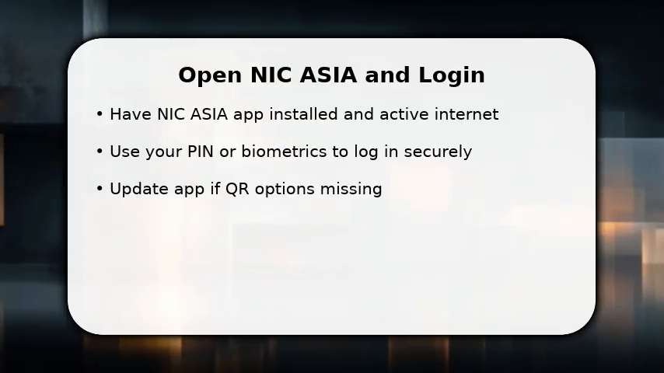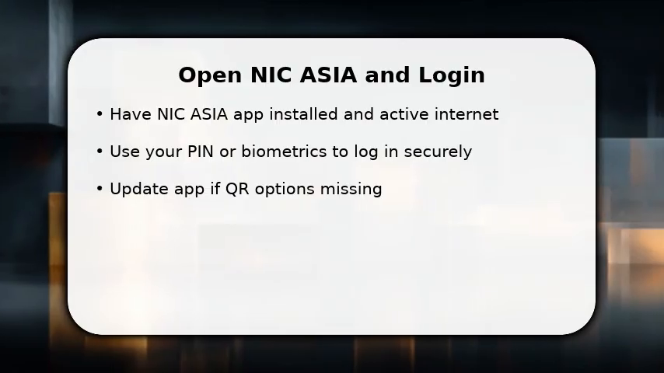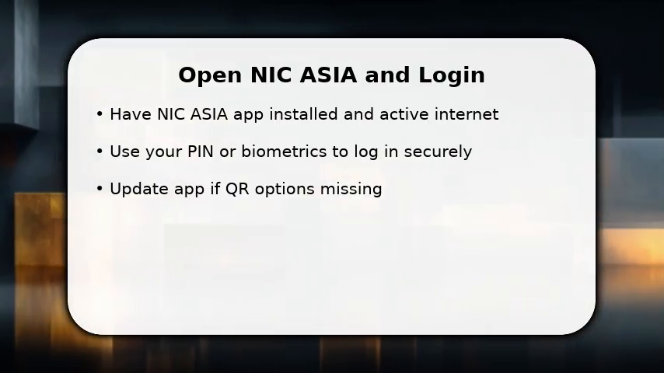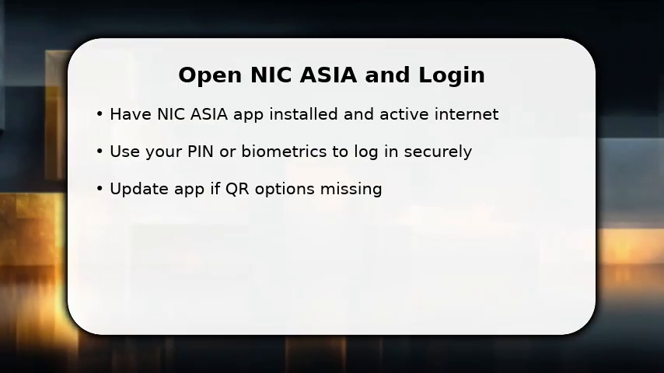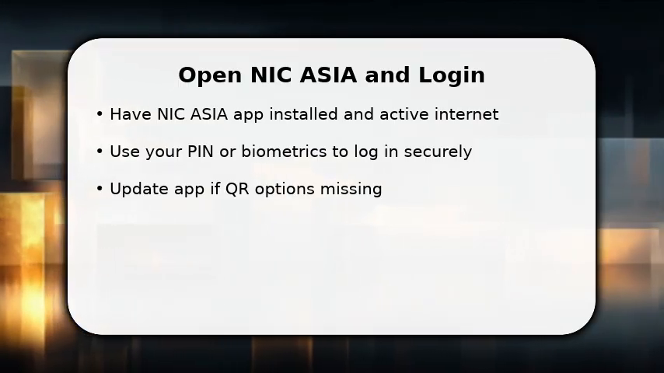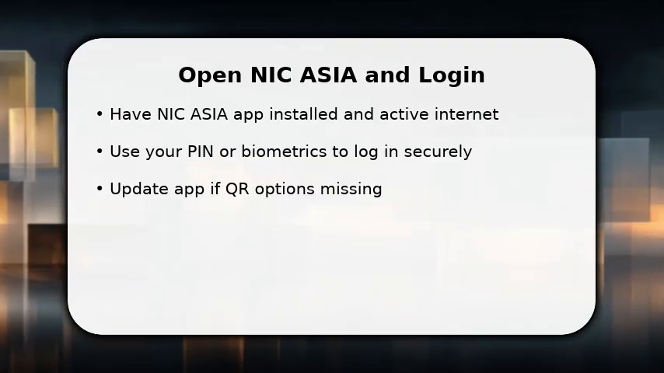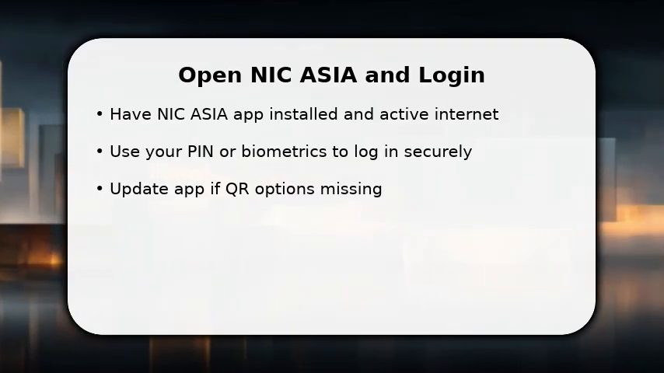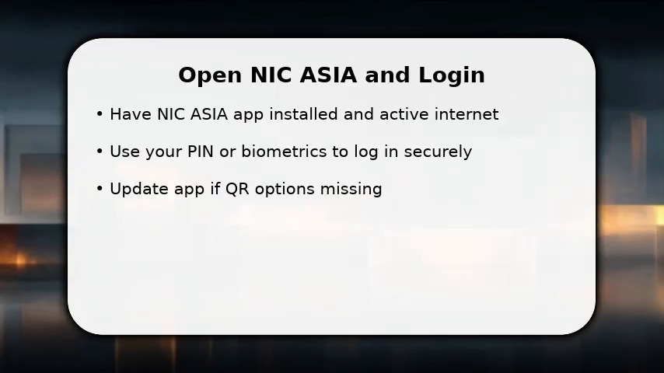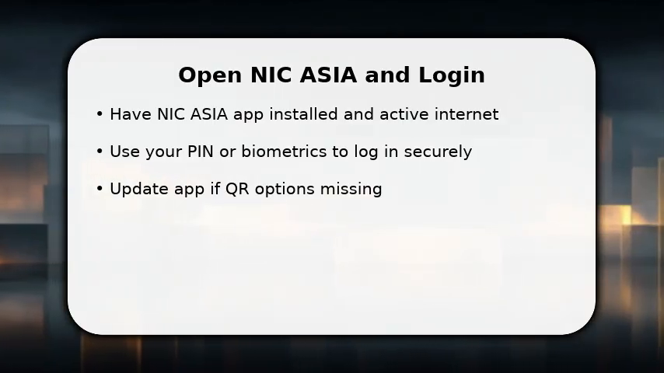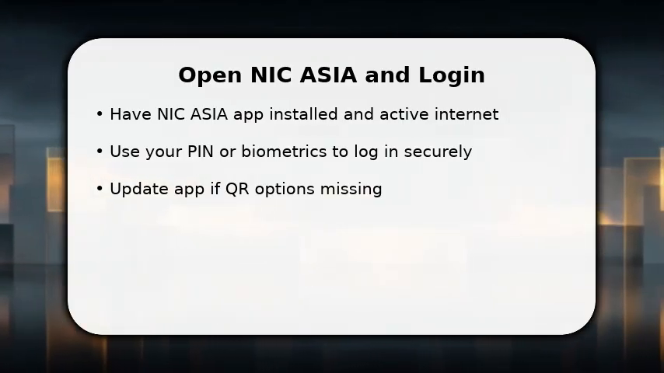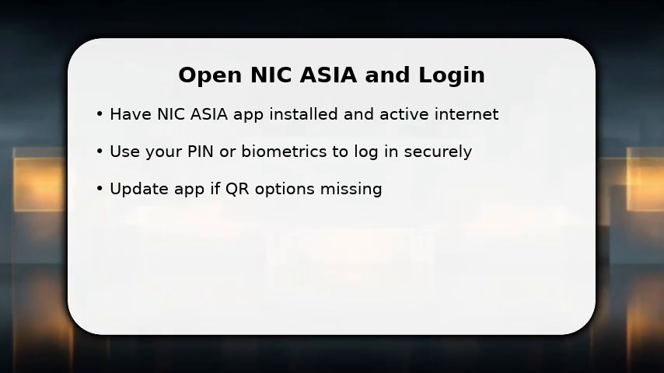You start by opening the NIC Asia mobile banking app and logging in. This ensures the app has your session and permissions. Once logged in, make sure you're on the main dashboard because the QR feature is linked there. If you see a prompt to update or grant camera permissions, accept it now. Without them, you can't scan or display QR codes. You're preparing the app environment so the next steps work reliably and quickly.